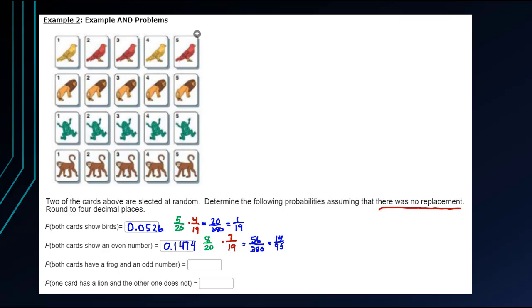Both cards have a frog and an odd number. So, I'm only counting the ones that have a frog and an odd number. This one has a frog, but doesn't have an odd number. This one has a frog, not an odd number. There's a lot of other ones with odd numbers, like this one. These all have odd numbers, but no frogs. Same thing here, same thing here. So I'm only counting these frogs with an odd number. Now, there's 3 of these cards out of the 20.